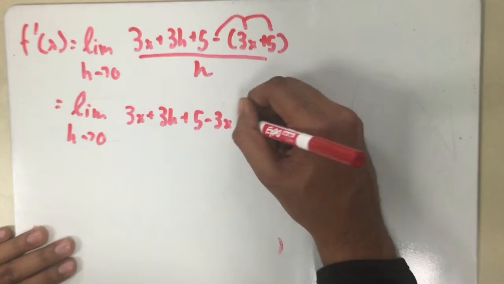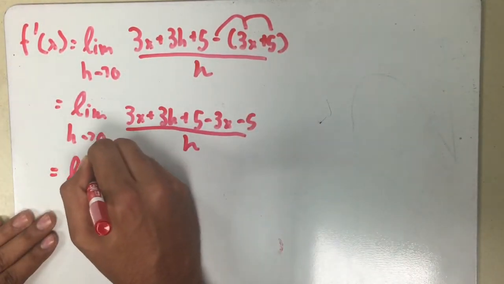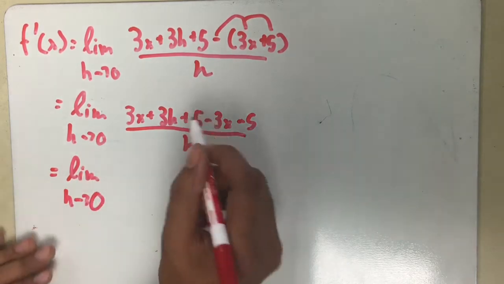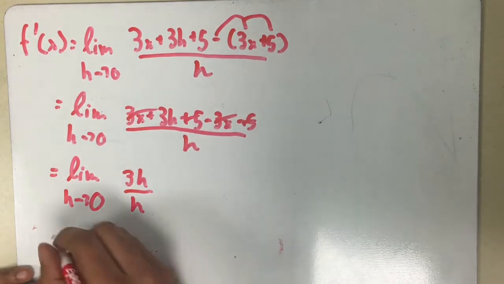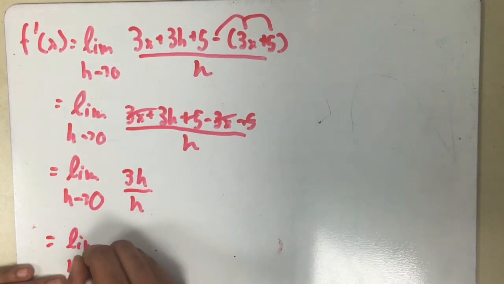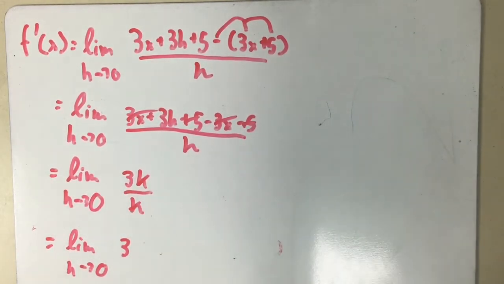Make sure to distribute the negative into the quantity of 3x plus 5, and then you simplify the terms. The resultant answer is limit as h approaches 0 of 3, which is 3.